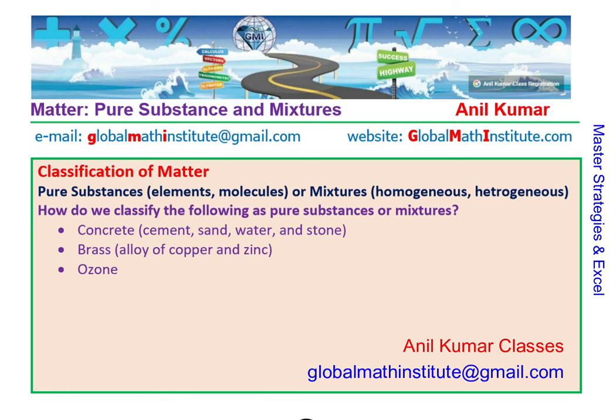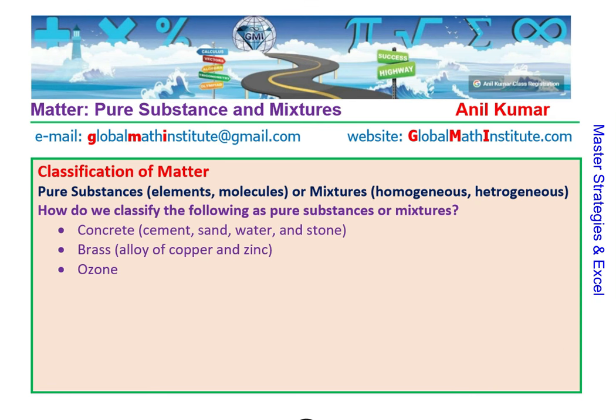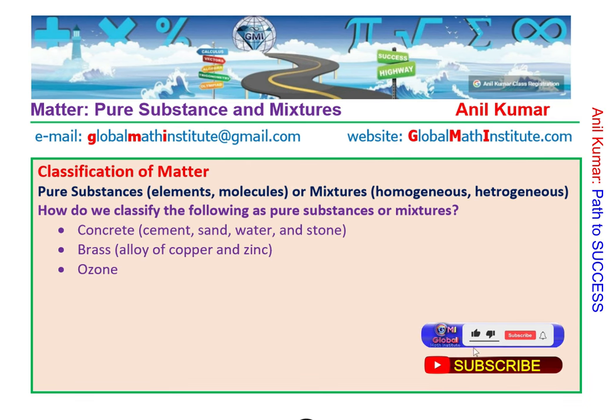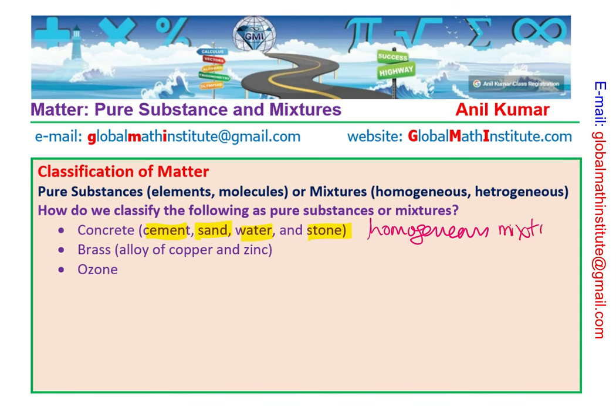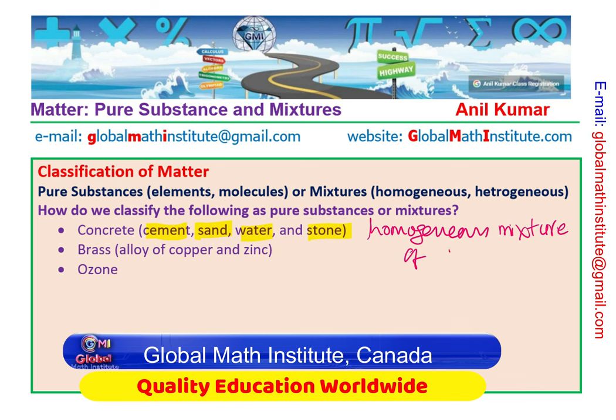So what I've done here is left these three for you to decide: concrete, brass, and ozone. Concrete is a mixture of cement, sand, water, and stone. Use it for building, right? For construction. So as you can see, these things actually can be mixed very uniformly also. So we can attain a homogeneous mixture of concrete.